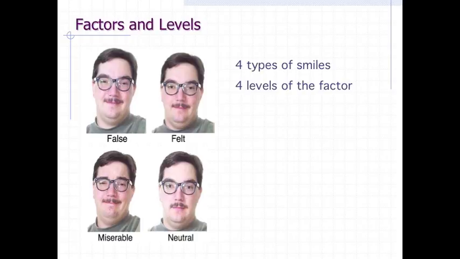In describing an ANOVA design, the term factor is used as a synonym of independent variable. Therefore, type of smile is the factor in this experiment. Since 4 types of smiles were compared, the factor type of smile has 4 levels.